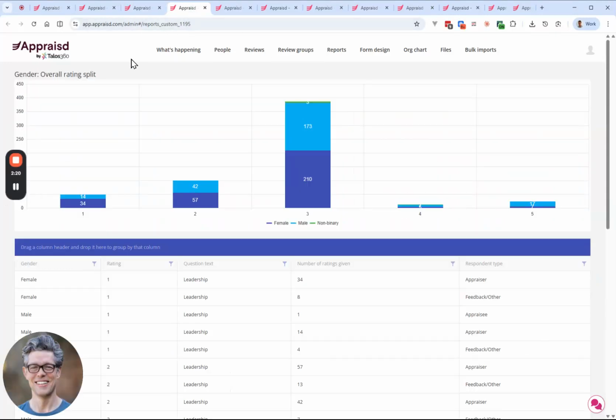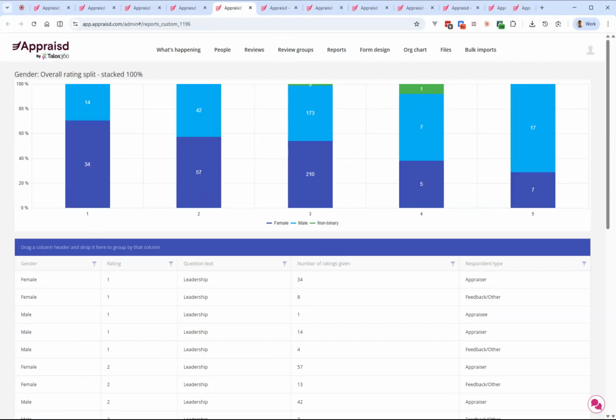Here we are looking at the overall ratings that were given by managers according to the gender of the appraisee or the reviewee. So we've got the different ratings, 1, 2, 3, 4, 5, and we can see how many of each rating was given to men, women, and everybody else. And if we look at this on a different chart like this, where I've stretched it to stack 100%, this allows us to compare things a little more easily. So we can see, for example, that for the people who receive a score of 4, they're more likely to be male than female.